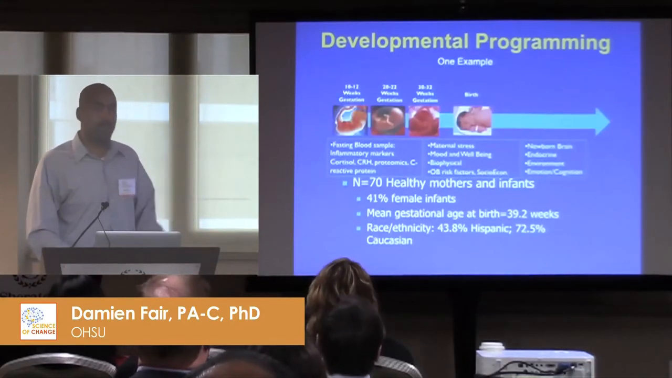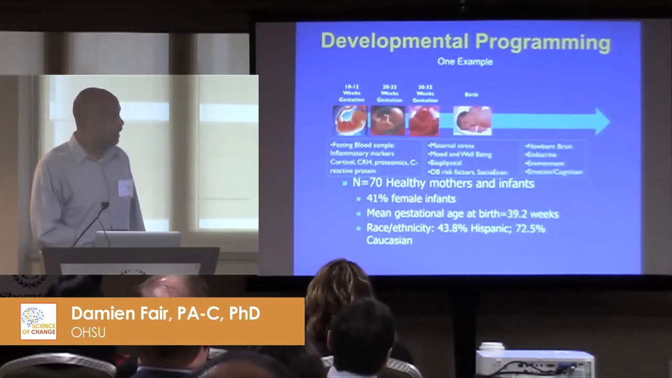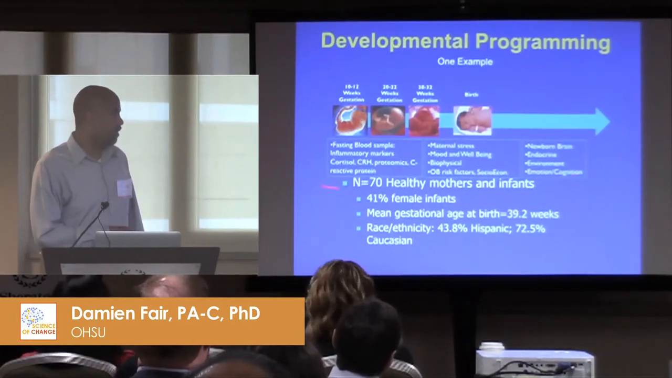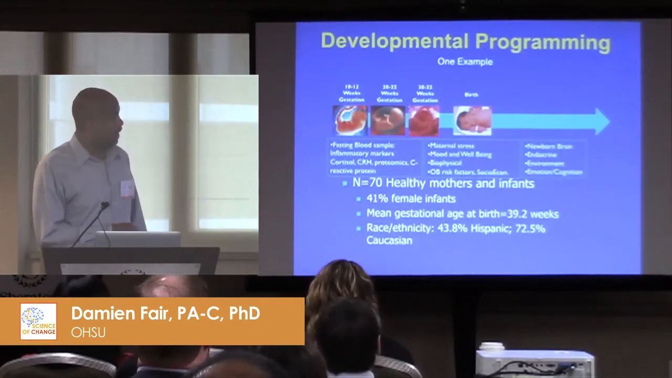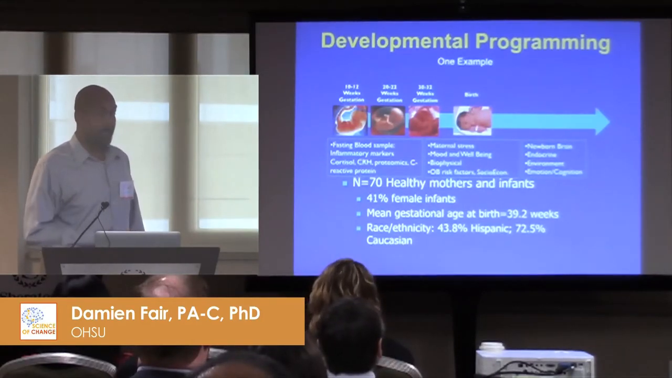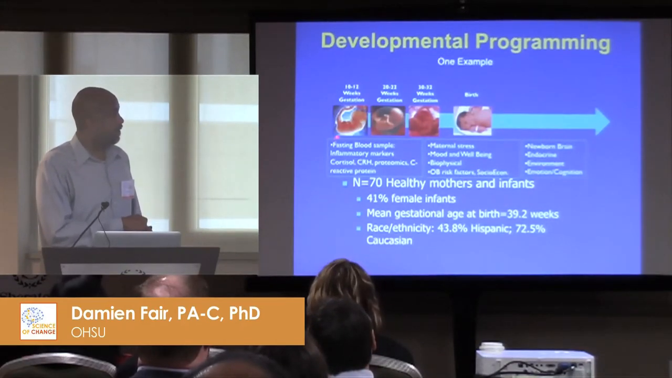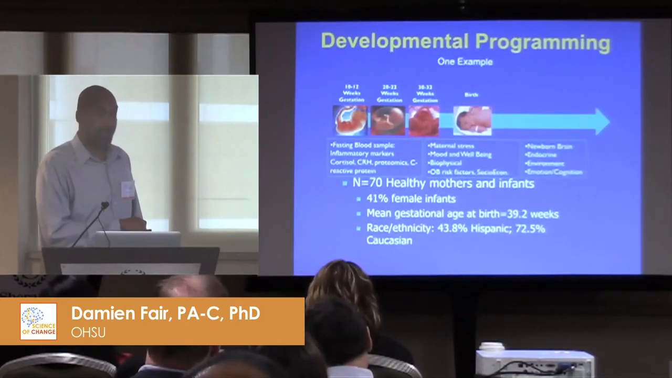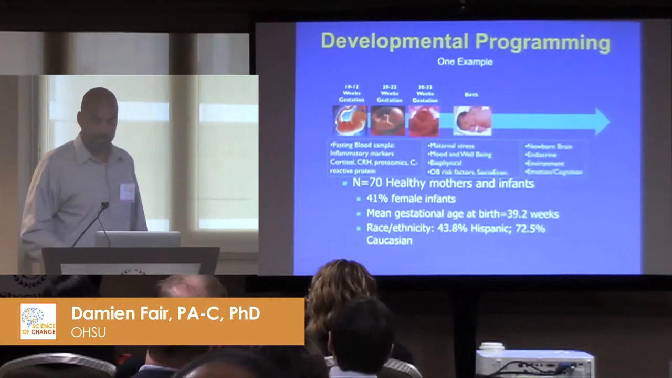I'm going to give you one example of where we think that we've maybe made some progress here, but we have other examples here as well. So this is a sample of, it's actually now about 100 healthy moms and infant dyads, where we measure all different types of information during pregnancy at three different stages: the first trimester, second trimester, and third trimester. And we get brain scans at birth, and now we're following these kids for several years, okay?